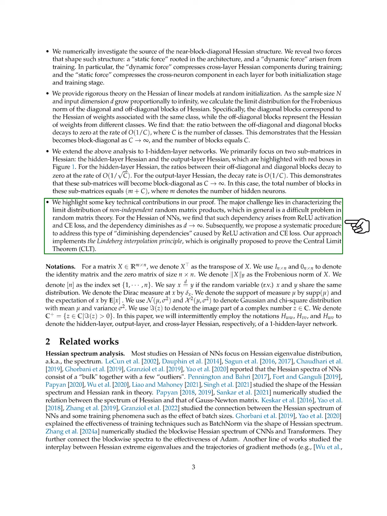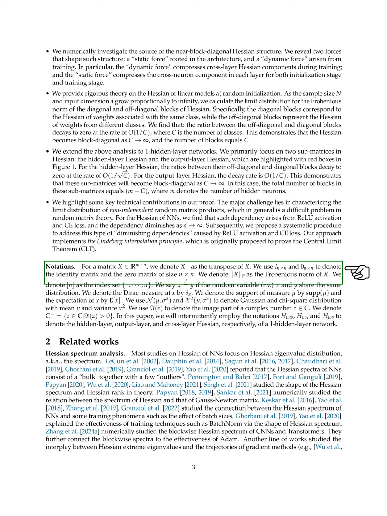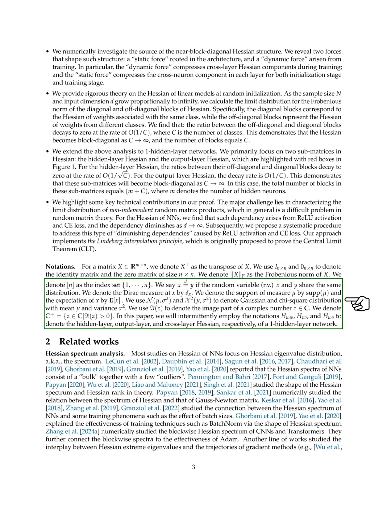Section: Notations. In this section, we introduce our notations. For a matrix, we denote its transpose as the matrix with rows and columns swapped. We use specific symbols to represent the identity matrix and the zero matrix of a given size. We refer to the Frobenius norm of a matrix as a measure of its size. We also define an index set and state that two random variables share the same distribution if they are equivalent.